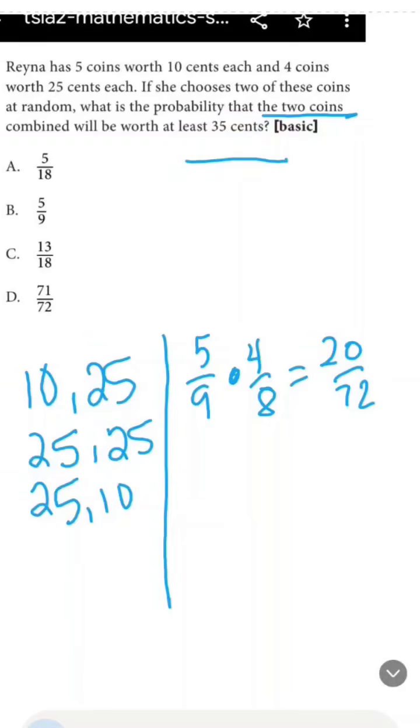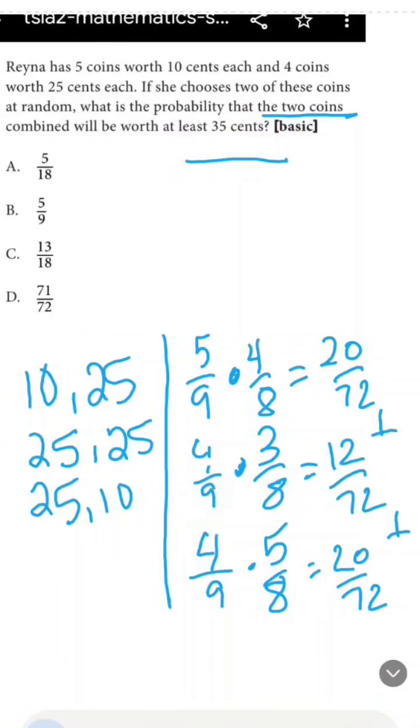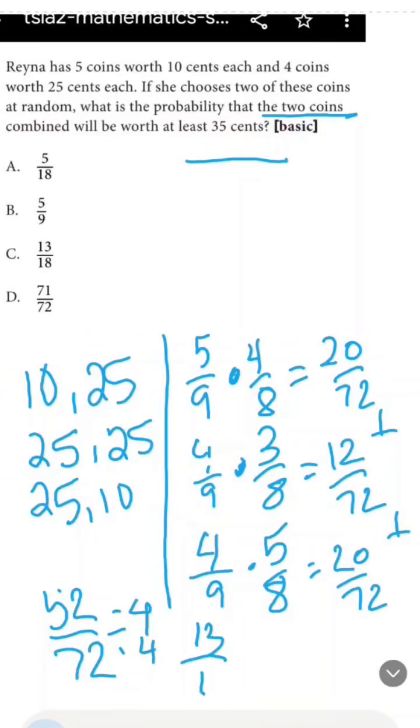Now a 25 coin is going to be 4 of those, so that's 4 out of 9 times 3 out of 8, which would give me 12 out of 72. And then once again, I have 4 out of 9 times 5 out of 8, which is 20 out of 72. Total probability when I add all these up is going to give me 52 over 72. I can simplify that by 4 and I get 13 out of 18.